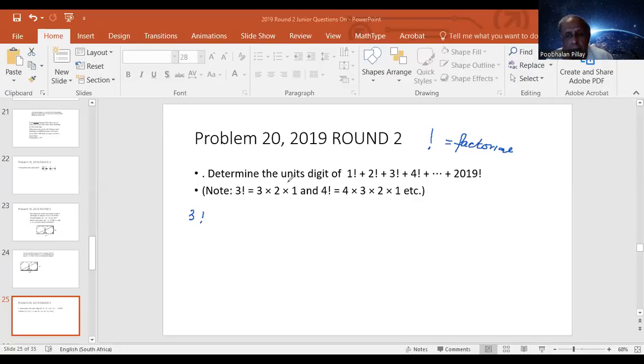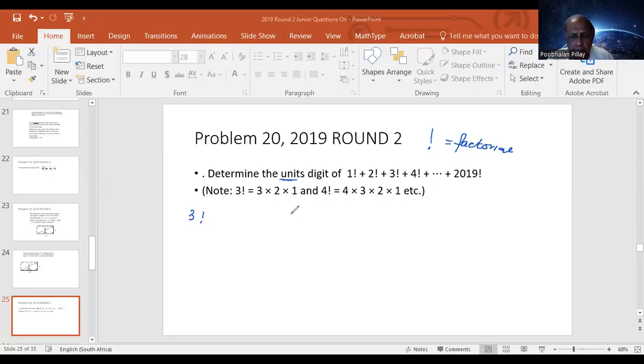So you got 1 factorial plus 2 factorial plus 3 factorial plus 4 factorial, all the way up to 2019 factorial. And the question here is, what is the units digit of this thing? Now, what do you mean by 3 factorial? We just said it's 3 times 2 times 1. Okay, all right, so let's just calculate this now.